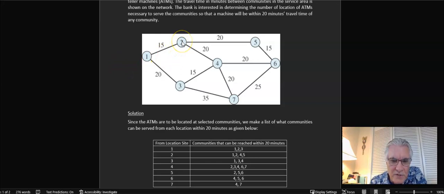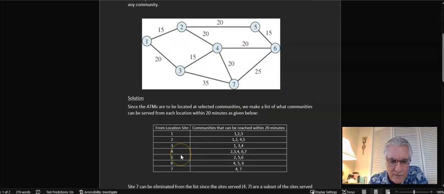From location 2, 1 can be served. 2 can be served, of course. 4 can be served in 20 minutes. And 5 can be served in 20 minutes. If you went anywhere beyond that, you'd be at 35 or 40. So it's not that I stopped at the first location I got to from that point. It's because when you go any further than that, you're over 20 minutes.